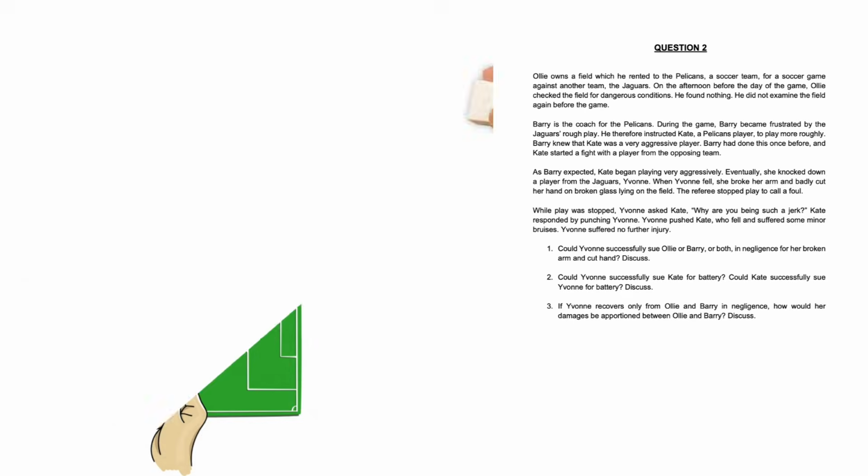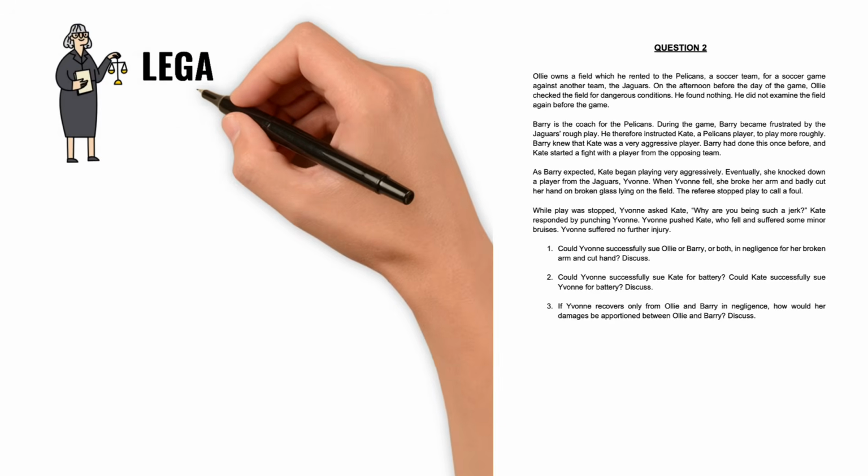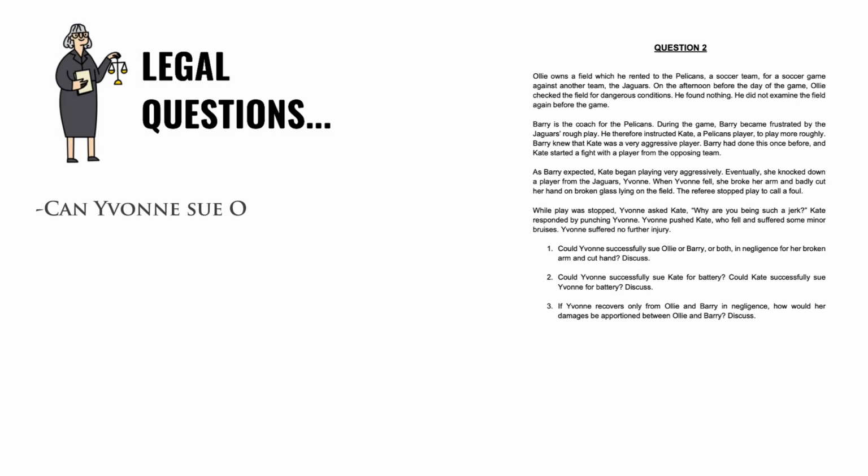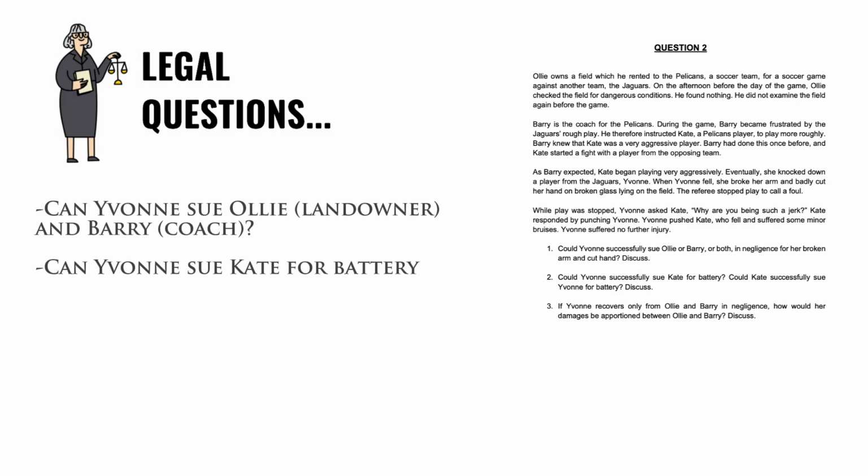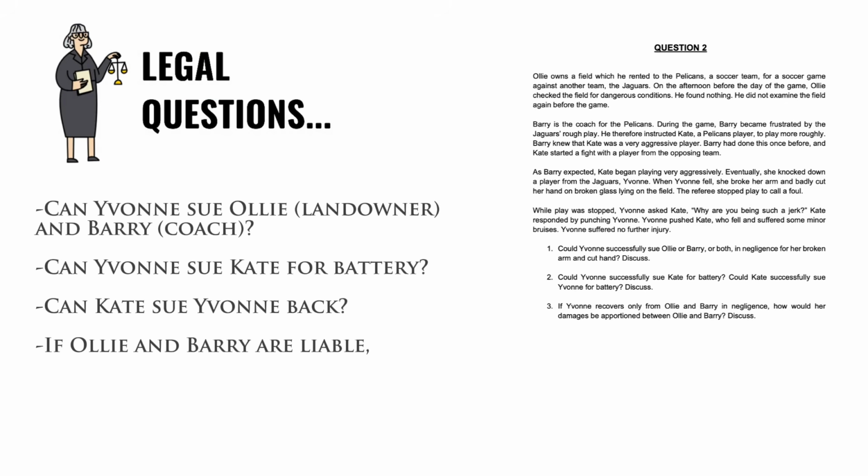So, we need to answer a few things. Can Yvonne sue Ollie, the landowner, and Barry, the coach? Can Yvonne sue Kate for battery? And can Kate sue Yvonne back? And finally, if Ollie and Barry are liable, who pays what? So, let's start with part 1, negligence against Ollie and Barry.